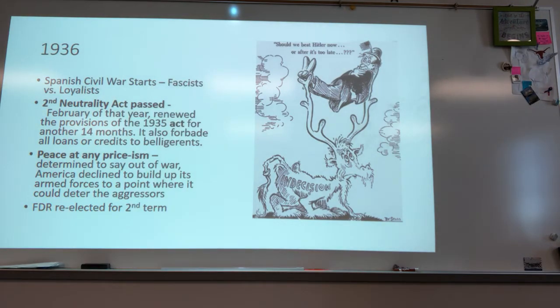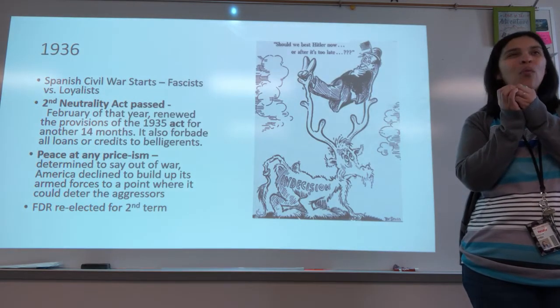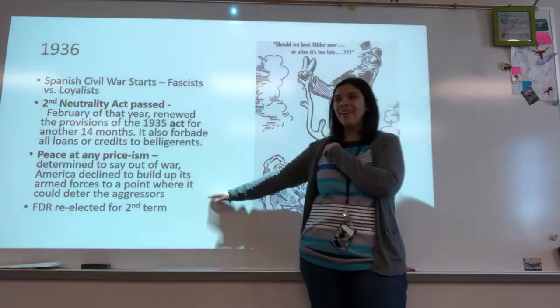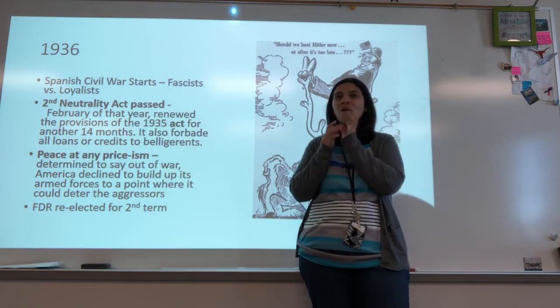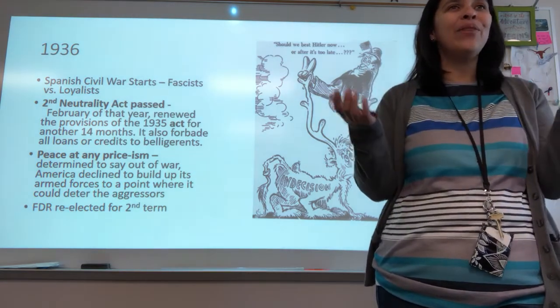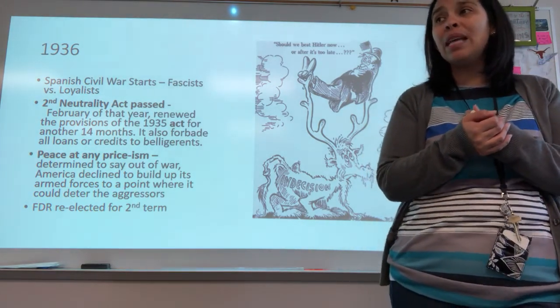The next one on here is peace-at-any-priceism. Determined to stay out of the war, America declined to build up its armed forces to a point where it could deter aggressors. So what are we doing with our military? Demilitarizing. Okay. We are shrinking our military. Is that good? Because when World War II happens in '41, are we going to be ready? No. Because what have we just done to our military? We declined to build it up. So is this aiding the Allies? Is this transitioning for us getting ready for war? Or is this isolationism? He says if we don't have a military, we won't have to go to war. But that's a huge issue because now we've just decreased the size of our military. Are we going to be prepared when it hits?